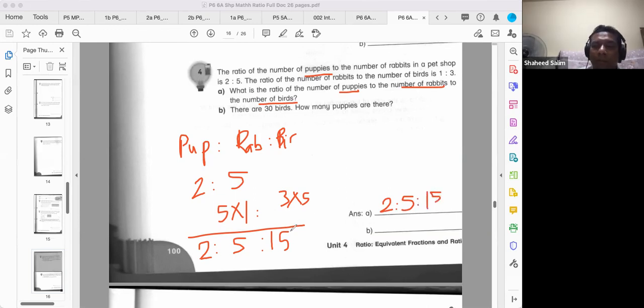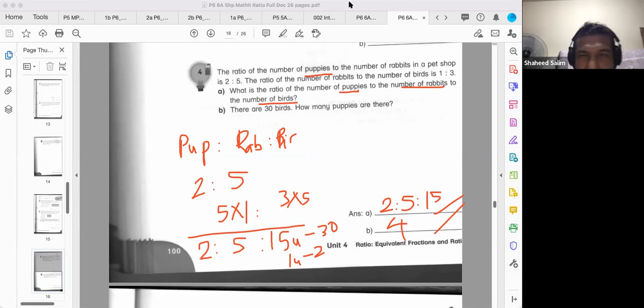Now the next one. There are 30 birds. Birds is 15 units, right? 15 units is for 30 birds. 1 unit: 30 divided by 15 is 2 birds. How many puppies are there? 2 times 2, get 4. So 1 unit is 2. So 2 units is 4. This is your answer. Very easy. Come on. This is quite easy.